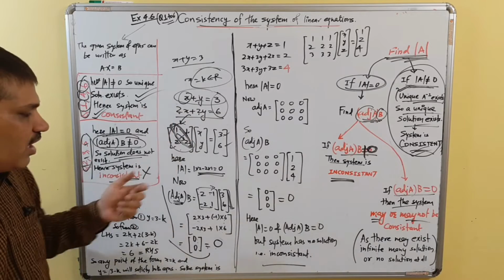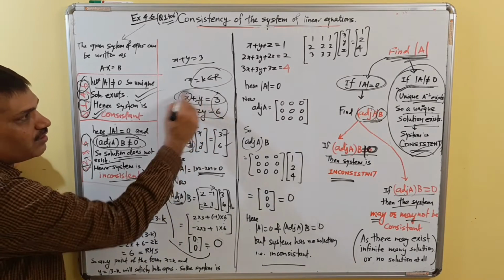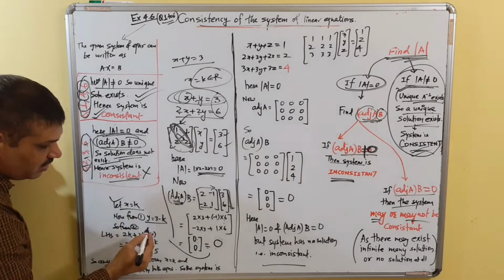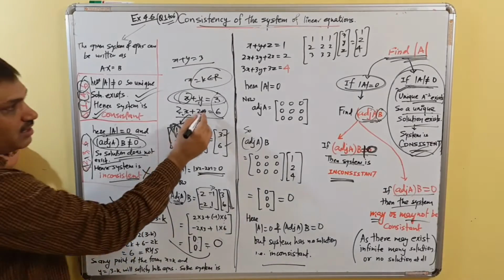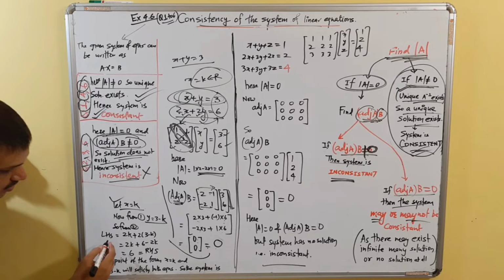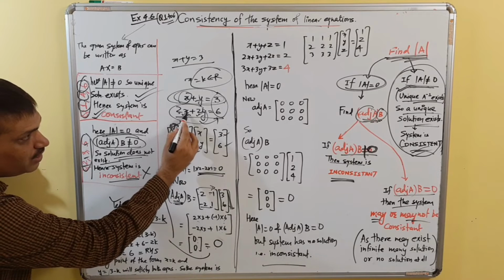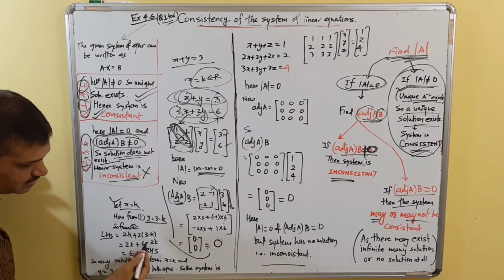That means if I take x = k, then from equation 1, y = 3 minus k. If I put x = k and y = 3 minus k in this equation, the left hand side is always equal to the right hand side. See how the left hand side becomes 2 into k, x meaning k, plus 2 into y, meaning 3 minus k.